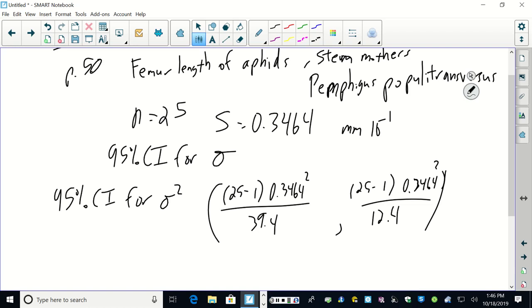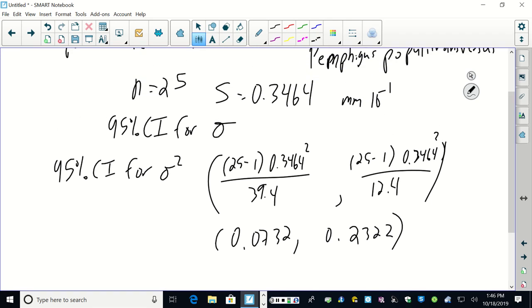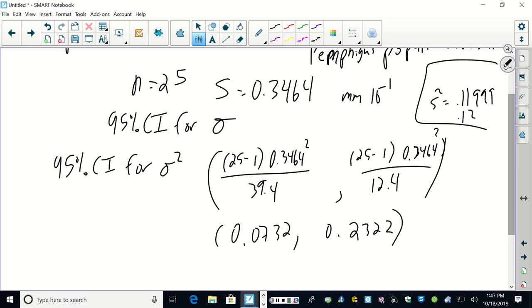And so we get an interval for sigma squared, that's 0.0732 up to 0.2322. One quick check is if we square this thing, s squared, it should be kind of near these other values. I did compute that, where is that? Oh, there it is, 0.11999, so about 0.12. So the square of this value is kind of in the middle of those, which is good. It's not exactly in the middle, it's not symmetric, because the chi-square is not symmetric.